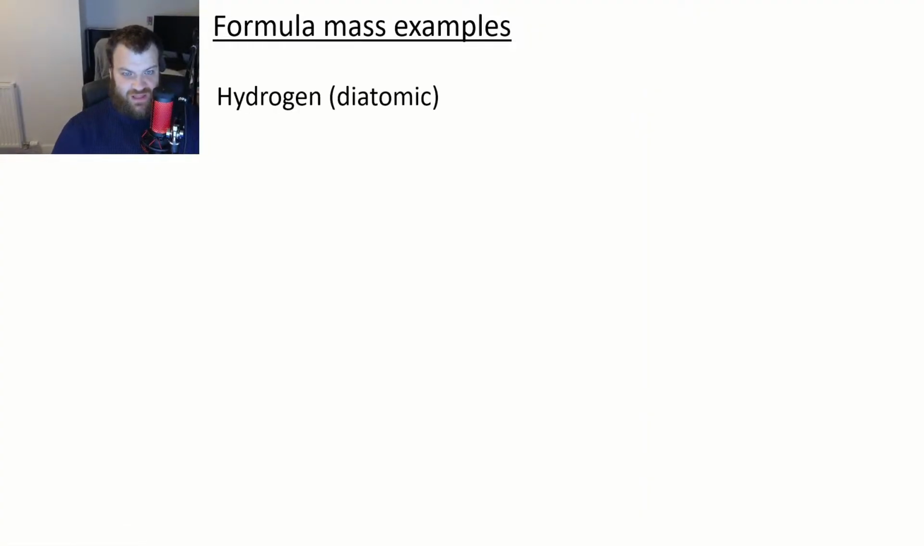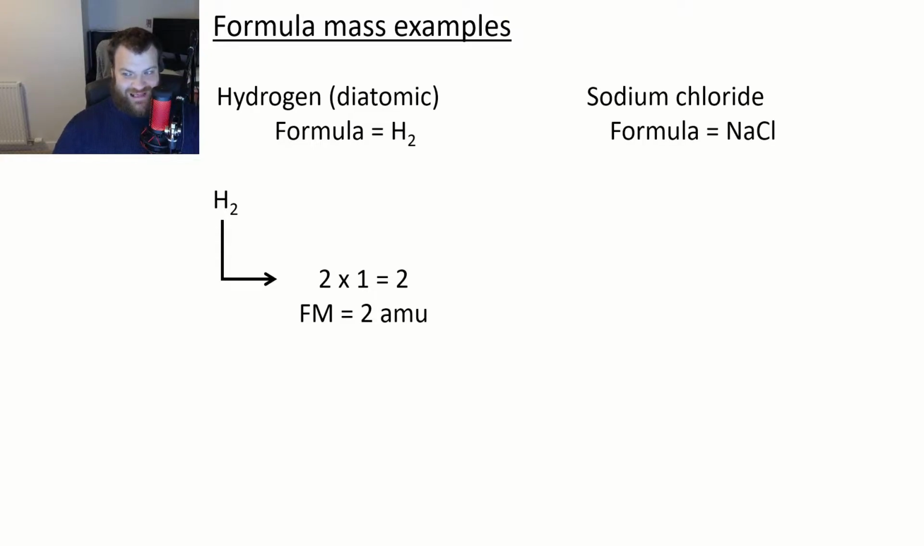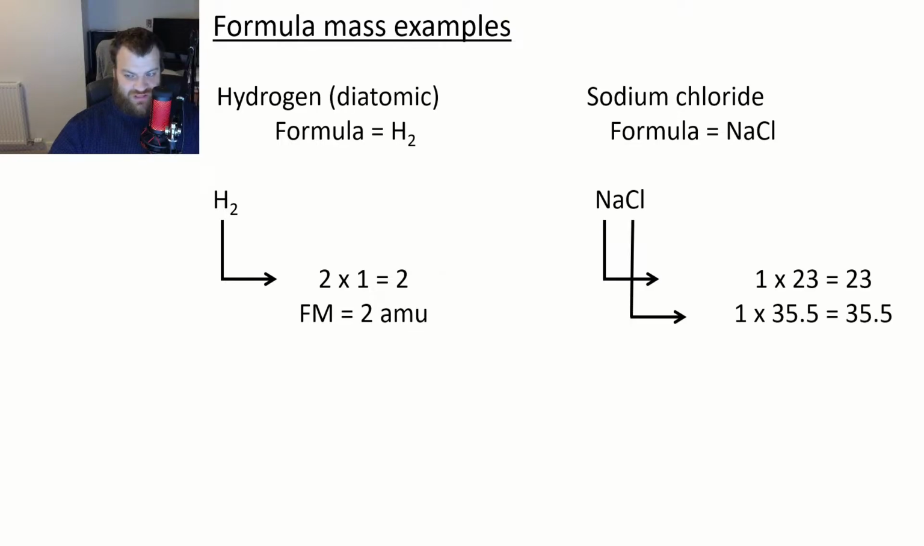If you were asked to calculate the formula mass of hydrogen, we have to be aware that hydrogen is a diatomic element, therefore it exists as H2. That means that we have 2 hydrogen atoms. Each hydrogen atom has a relative atomic mass of 1, therefore the formula mass of hydrogen would be 2 atomic mass units. If we do a similar thing for sodium chloride, its formula is NaCl. This means that we've got 1 sodium atom, which has a mass of 1 times 23, and we have 1 chlorine, which has a relative atomic mass of 35.5. Adding those two together gets you a formula mass of 58.5.